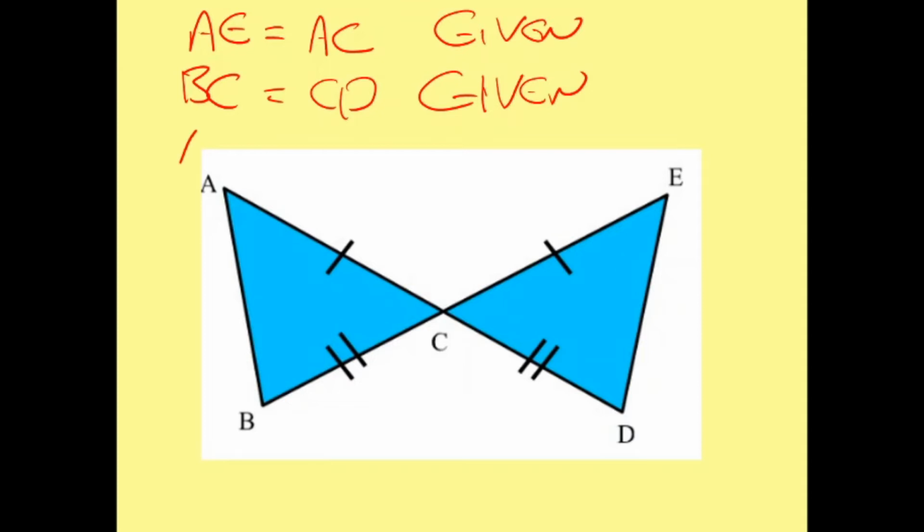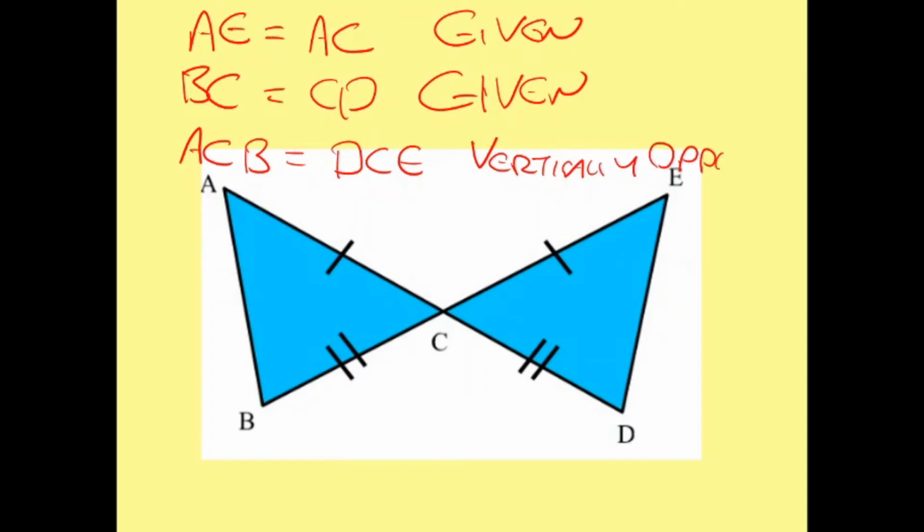Now, I actually know the angle ACB must equal the angle DCE because they are vertically opposite angles. That's it. Now, do I have enough information here? So I've got side angle side, yeah? So then I'm going to put side angle side so it's congruent.